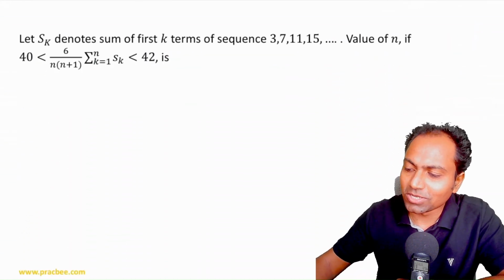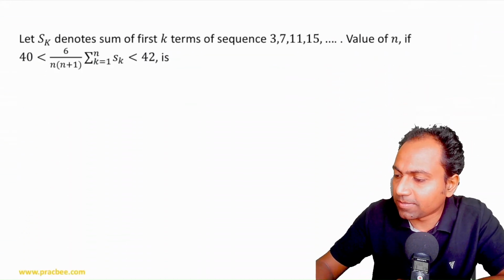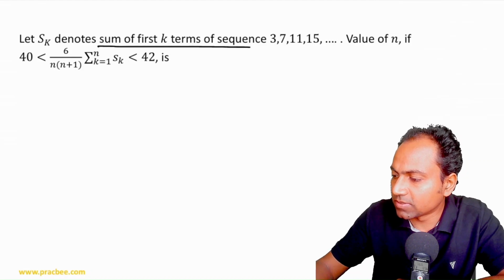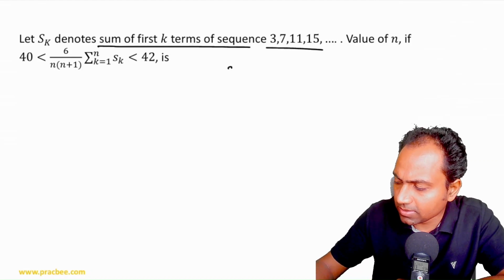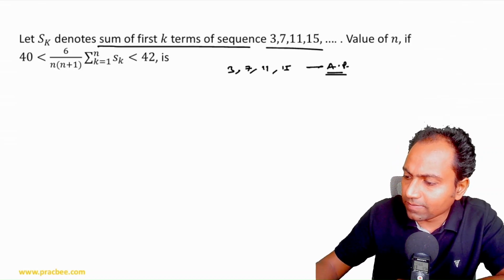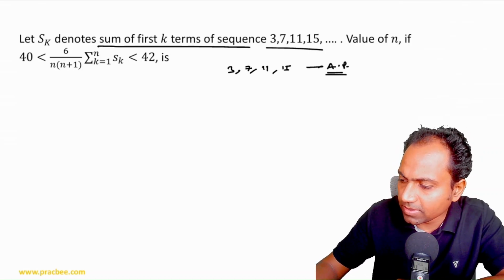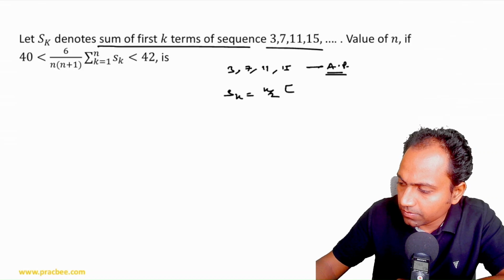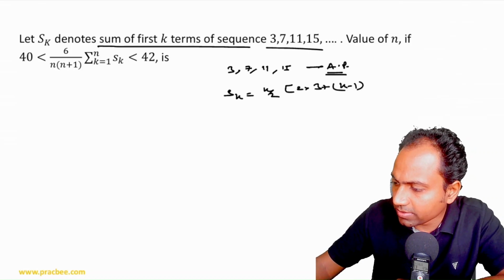If I move towards the next question, it talks about SK, that is the sum of the first k terms of the sequence. Now this sequence, if you clearly observe, is nothing but 3, then 7 is coming, common difference is 4, then 11, 4. So this is nothing but an AP. So if I want to write the value of SK, it would be equal to n by 2, or k by 2, twice of a plus k minus 1 into d. Here d is nothing but 4.